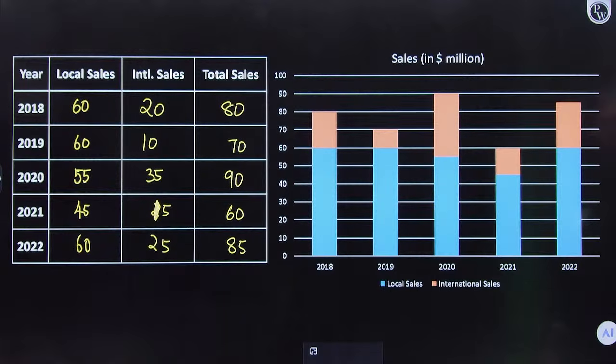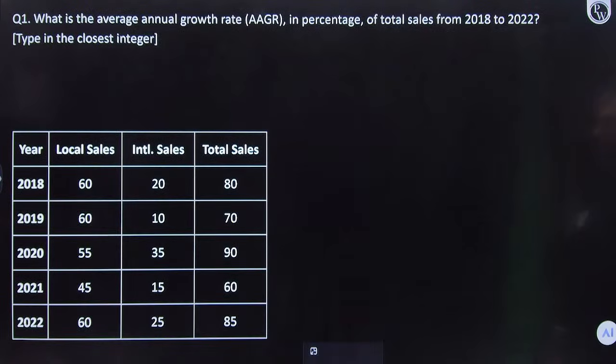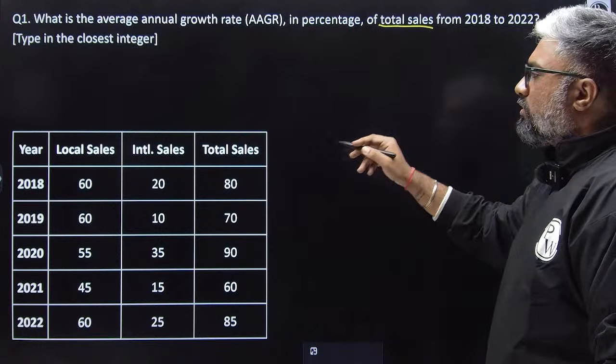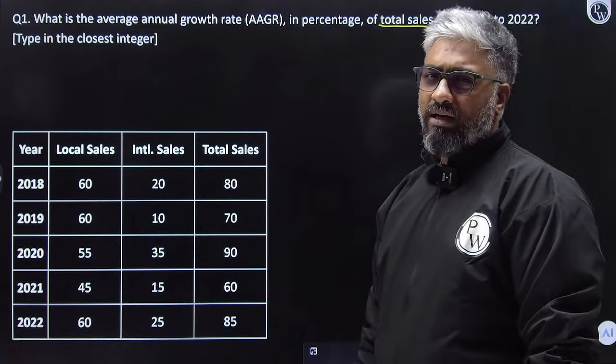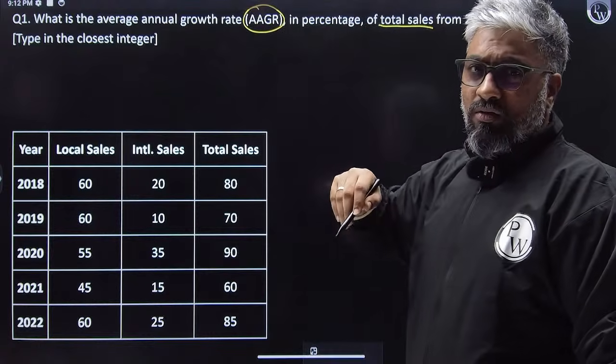Cool. So we'll jump off with answering the questions. Let's see if we can quickly jump off to answering the first question. What is the average annual growth rate in percentage of total sales from 18 to 22? Total sales from 2018 to 2022, AAGR. How do you calculate AAGR, average annual growth rate? What do you do first?